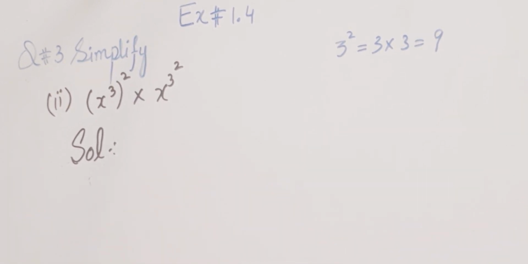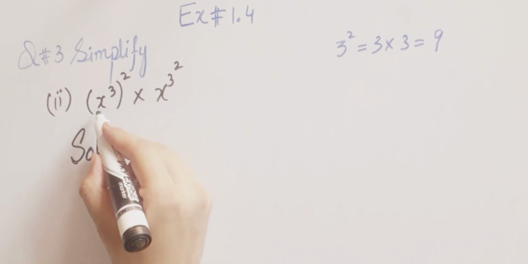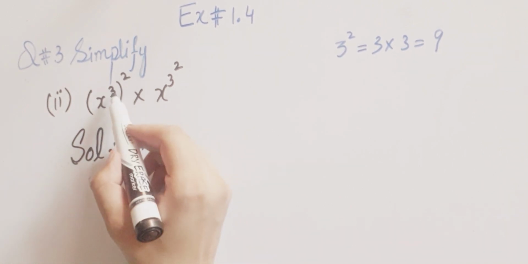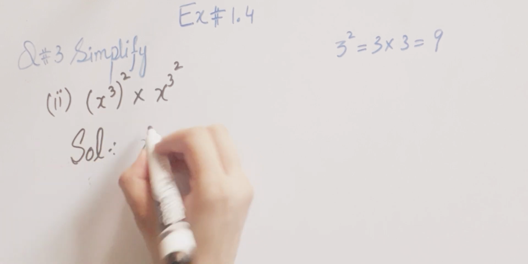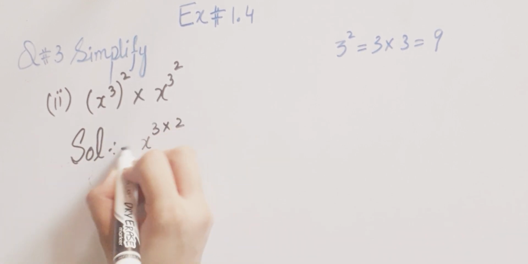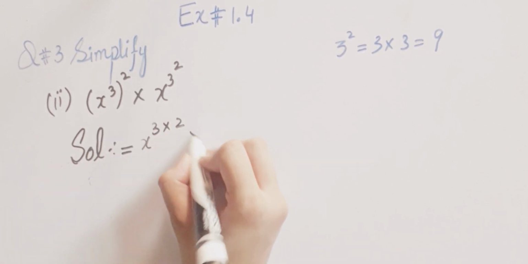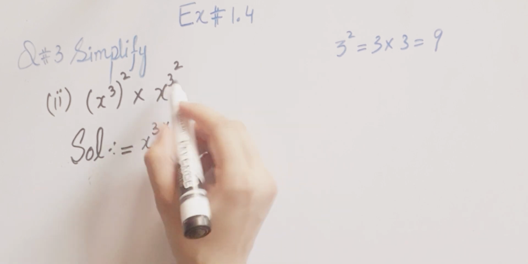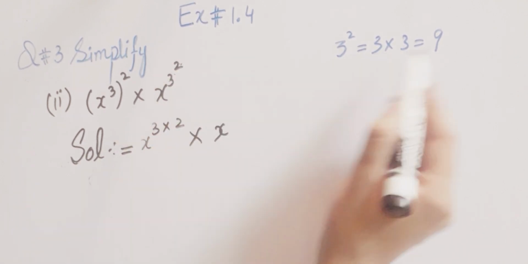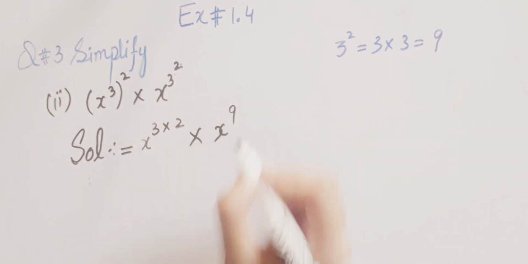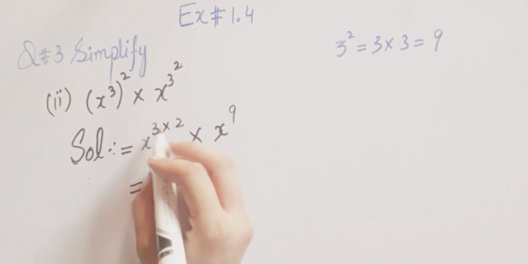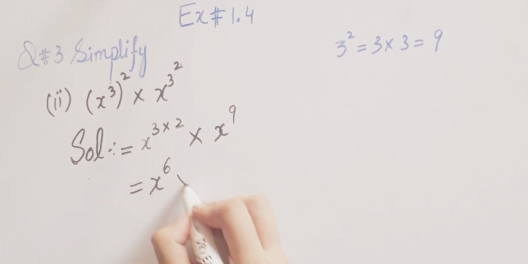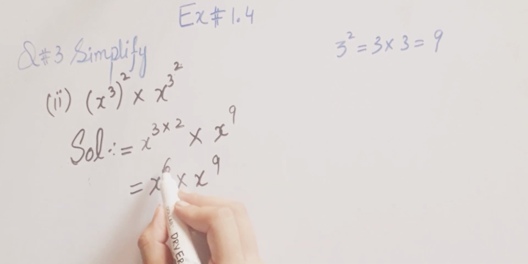Now we will solve this as x power 3 whole power 2. We will multiply this 3 and 2. 3 multiply 2 and multiply x 3 square. 3 square is equal to 9. So x power 3 multiply 2 is 6, multiply x power 9.